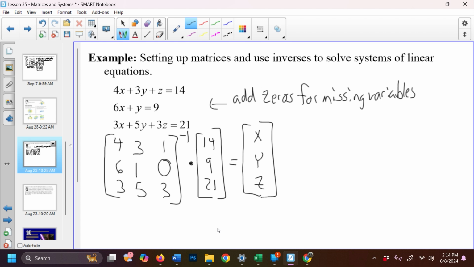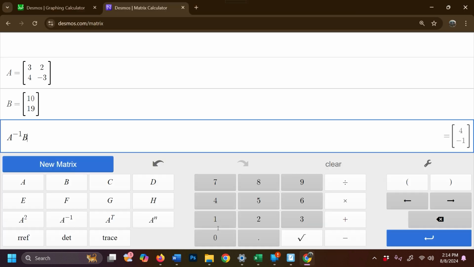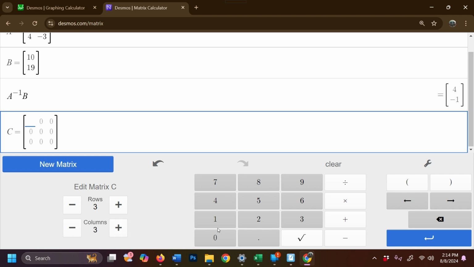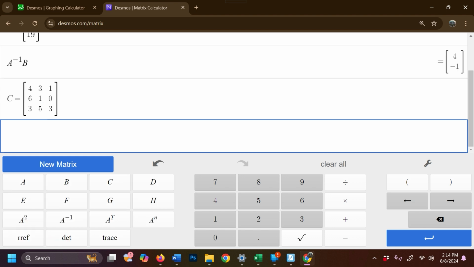So let's go over to Desmos again, and you can do two things. If you hit clear all, you can start completely over, or you could go new matrix and change this to a 3x3 matrix, and we'll enter the data from the previous page. It was 4, then 3, then 1, and then in the second row it had 6, it had 1, and then it had a 0, and then in the third row it had a 3, a 5, and then a 3. We'll hit enter since we filled the matrix.